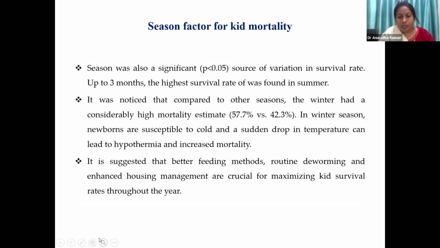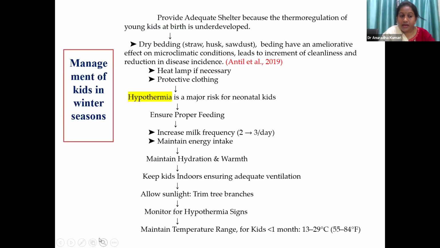So, depending upon the season, we have to apply different management strategies to prevent kid mortality. The first important management strategy to prevent kid mortality in the winter season: as we know, the thermoregulatory system of the kid is not developed, so they are not able to maintain their body temperature. So provision of adequate shelter is the most important management strategy to prevent the mortality of kids in the winter season.